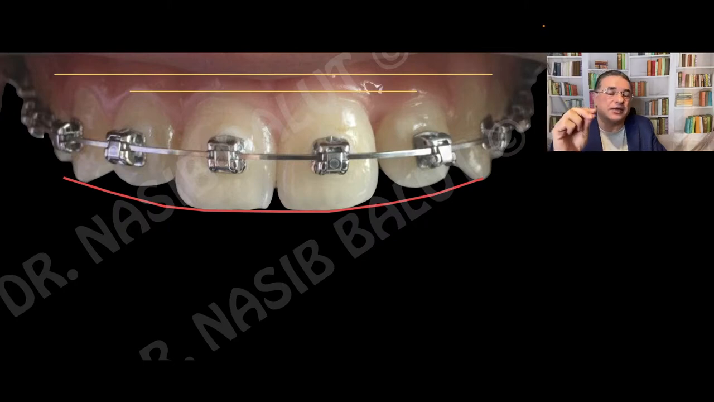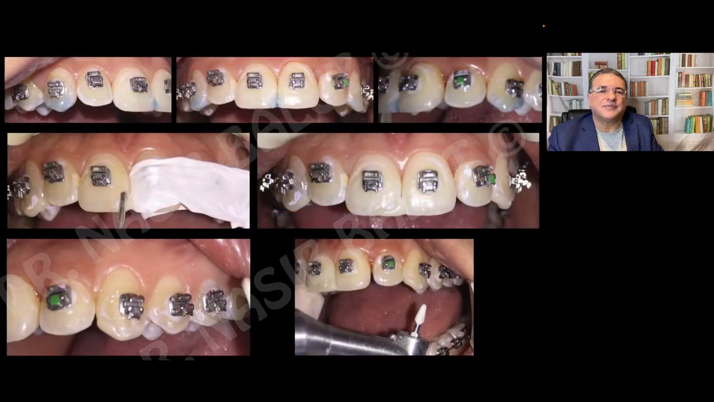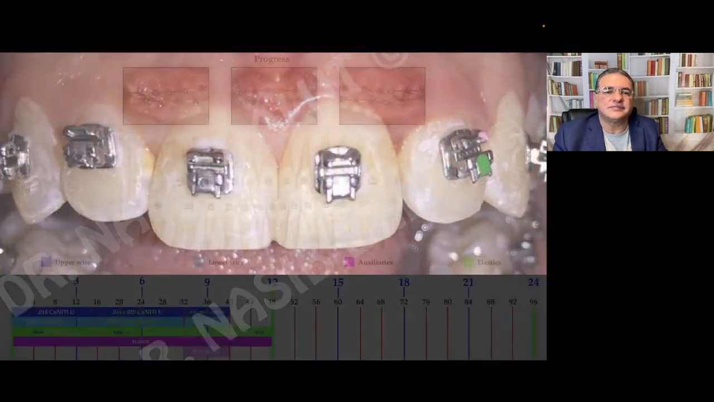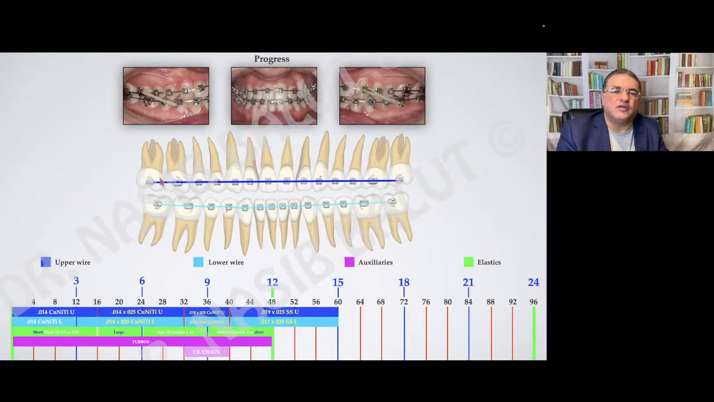That's why I recommend using a star to measure the position of the brackets. I recontour the incisal edges to have a better position. And as you can see, I move up those brackets. At this time, we move on.